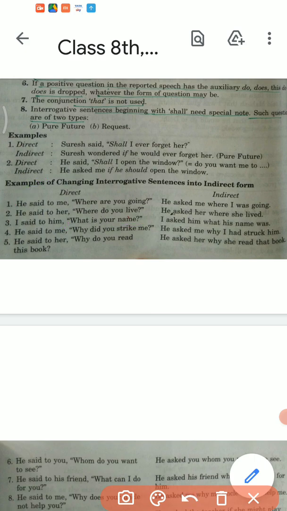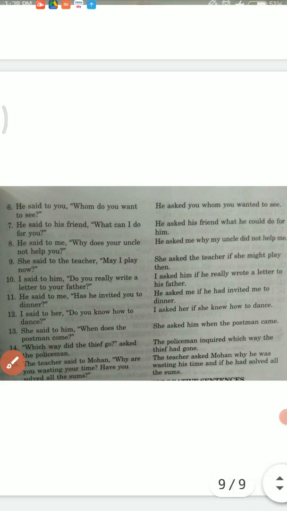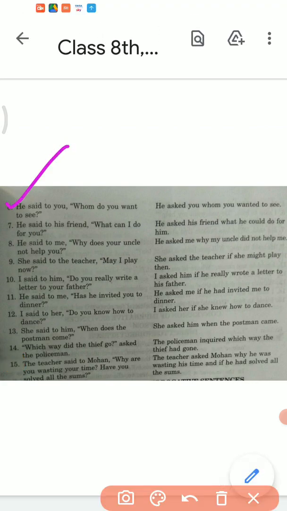Right? Now see, he said to me, why did you strike me? Then it will become, he asked me why I had struck him. He said to her, why do you read this book? He asked her why she read that book. In the next sentence, you can see, he said to you, whom do you want to see? Said to will again change into asked. He asked you whom you wanted to see.